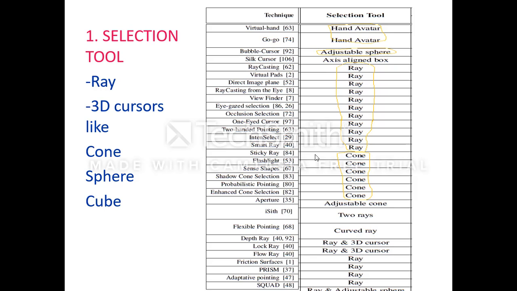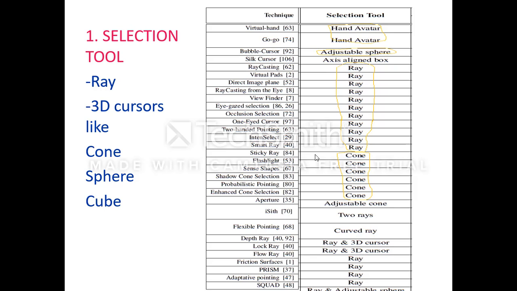In the first one, we have the selection tool. A selection tool is required to perform an intersection test, or to find out if you are near the object or not. If you're near the object and intersecting with it, then only can you select it. It is typically either a one-dimensional ray or a simple 3D shape like a cube, cone, or a sphere.